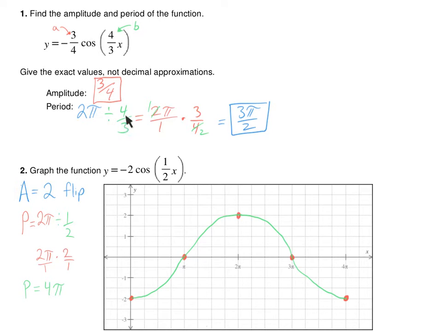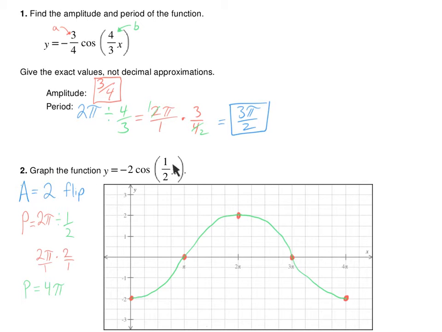So when you divide, you flip the second one and multiply. So you flip it and multiply. The 2/4 reduces to 1/2. So I have 3 pi over 2. 3 pi over 2 is your period. 3 over 4 is your amplitude.